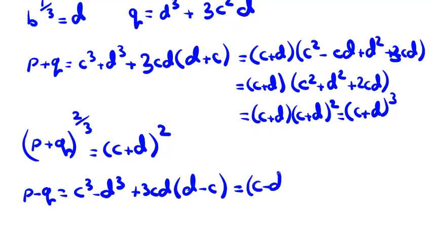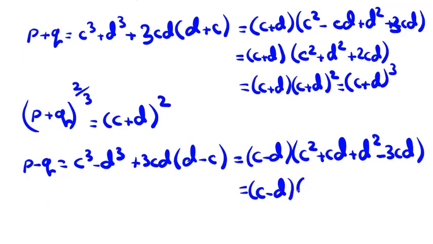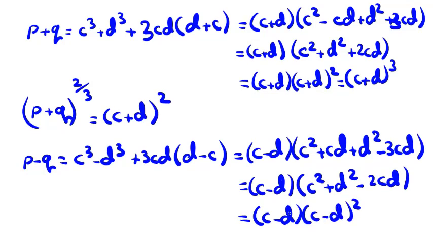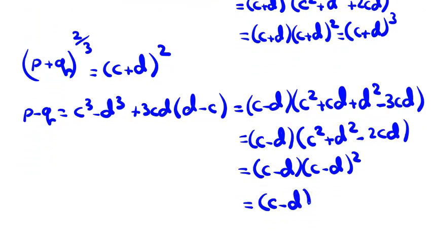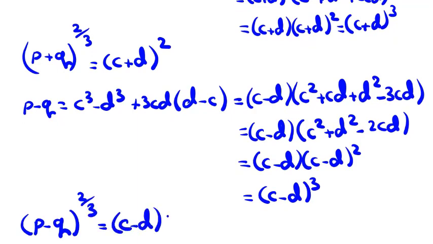The first one is c minus d factors c squared plus cd plus d squared. Now because here is d minus c, you should multiply by -1, -3cd. And now you can see it is equal to c minus d times c squared plus d squared minus, it will be minus 2cd, and it will be c minus d times c minus d squared, and then it will be c minus d cubed. So here we can conclude that p minus q to the 2/3 is c minus d squared, because the 3 will be cancelled too.